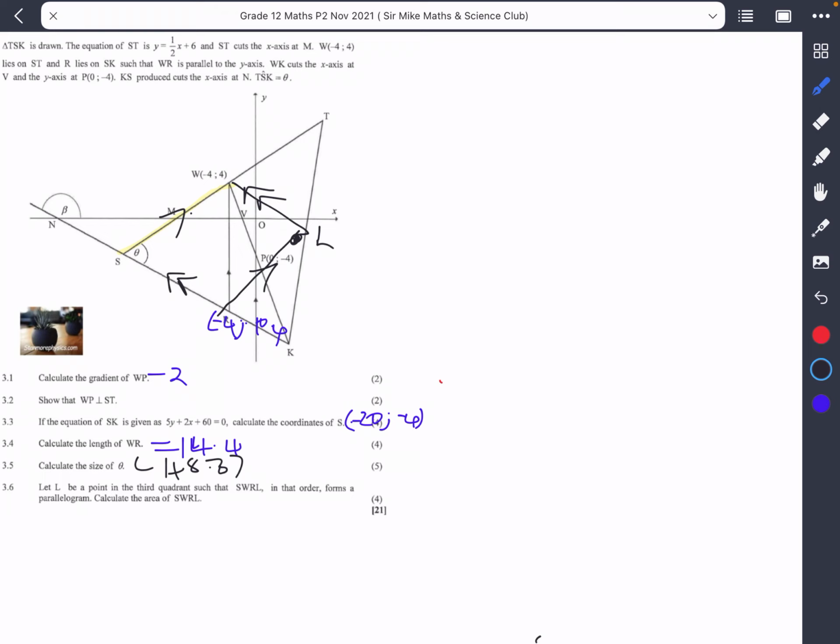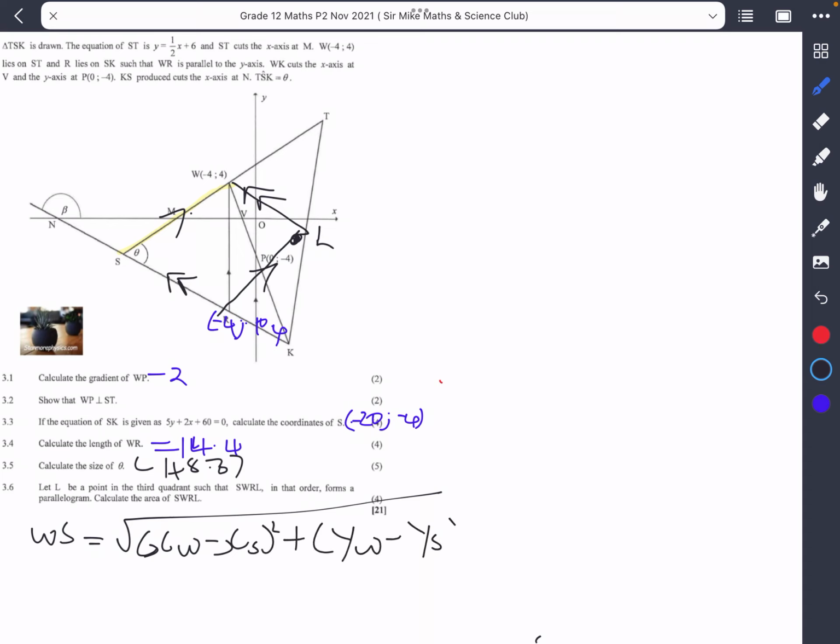So in this case, I'm just going to calculate the length of WS. All right, so WS would simply be equal to the square root of x at W minus x at S, we square that, plus y at W minus y at S, we square that. So what I'm gonna do in this case is just substitute.